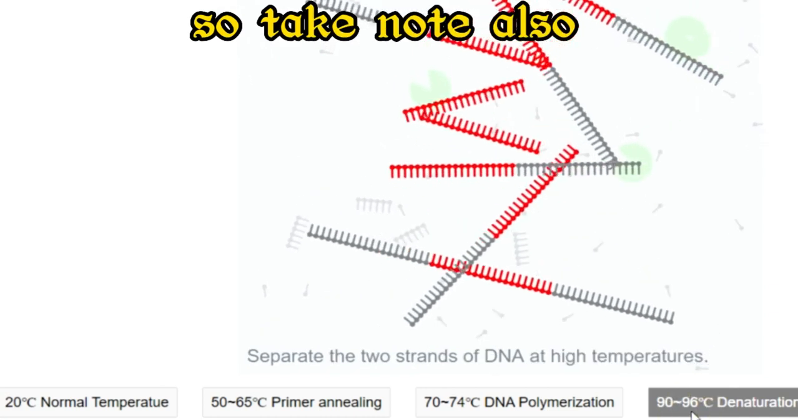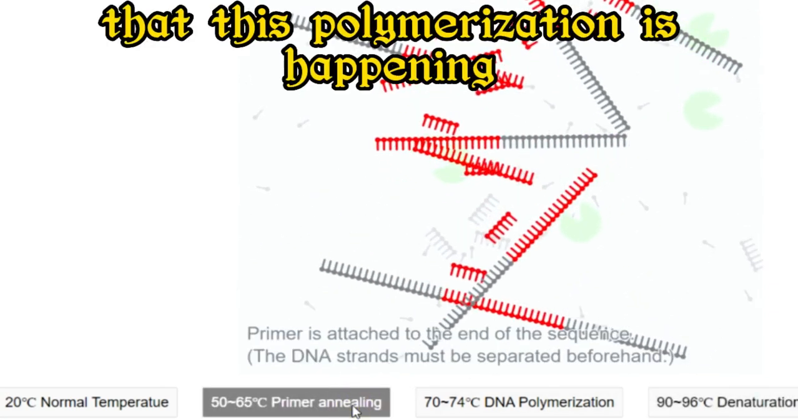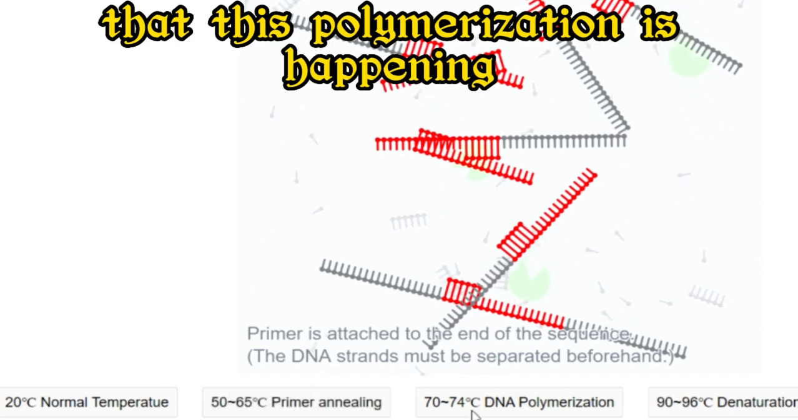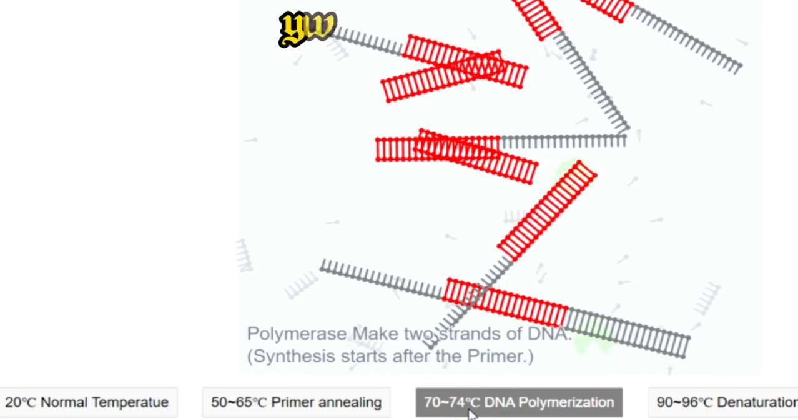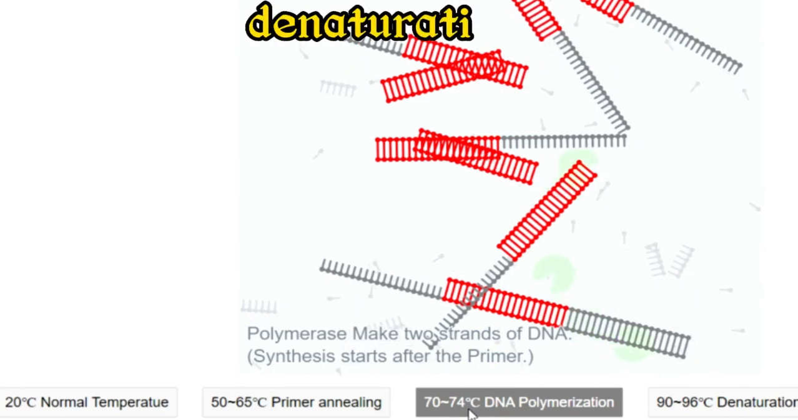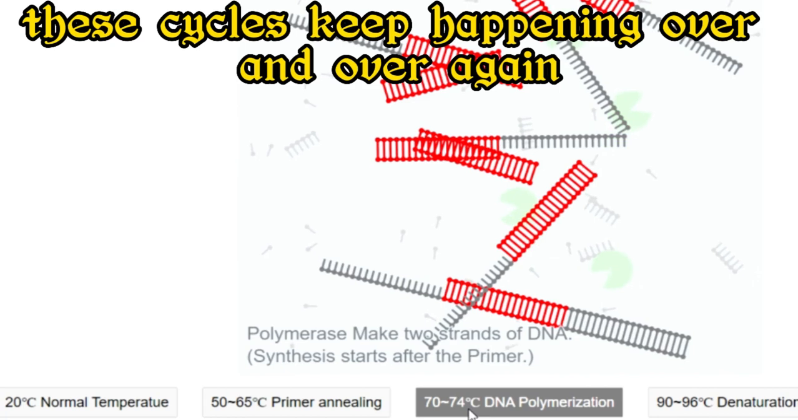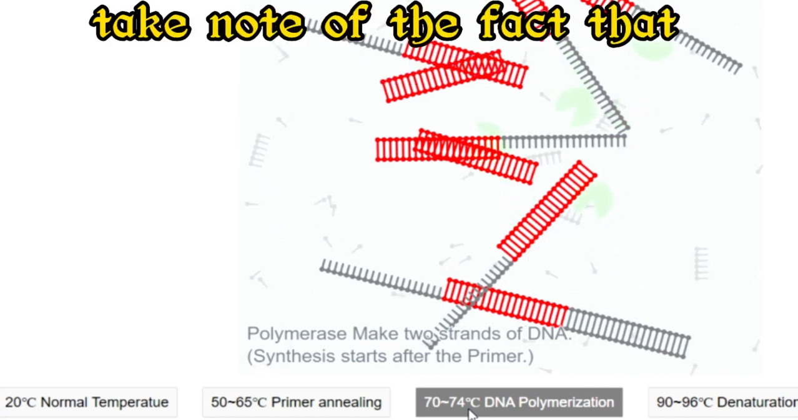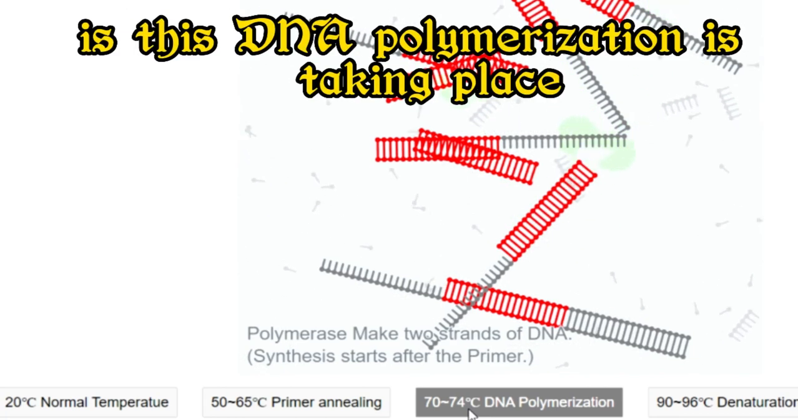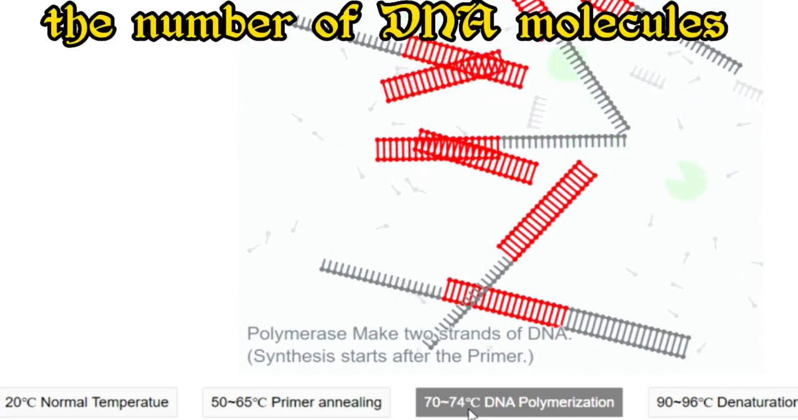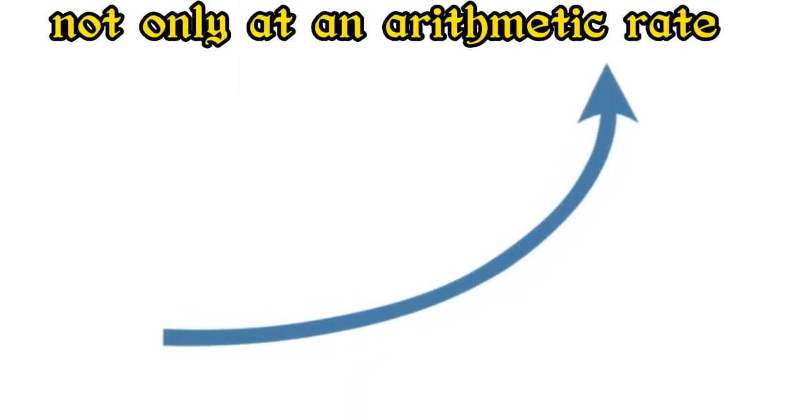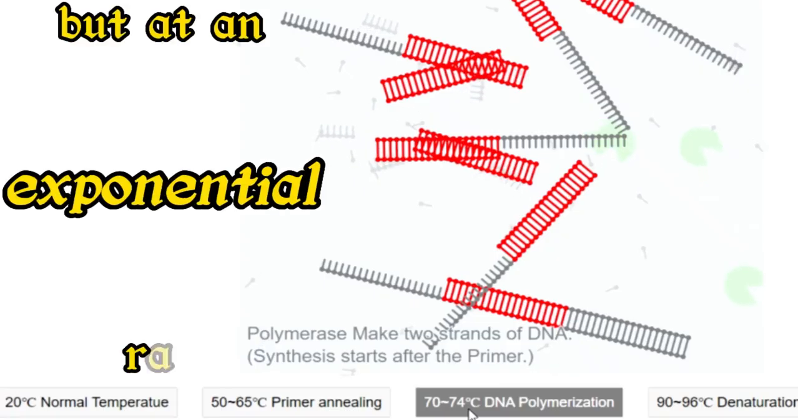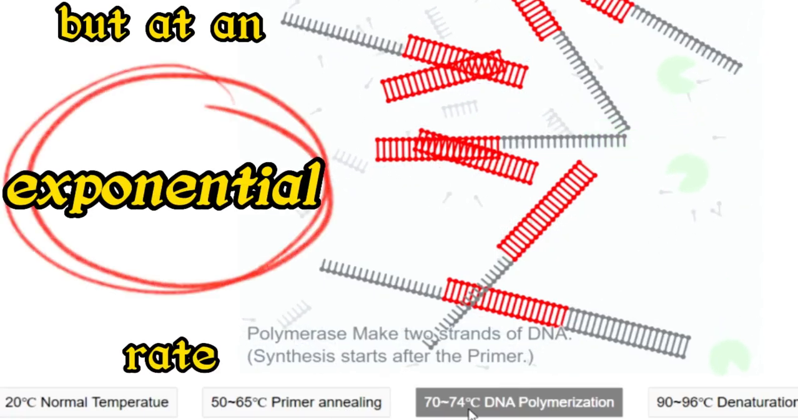So take note also that this polymerization is happening after a certain amount of time: reattachment, polymerization, denaturation. These cycles keep happening over and over again. Take note of the fact that as this DNA polymerization is taking place, the number of DNA molecules, single-stranded molecules that we're talking about, is increasing not only at an arithmetic rate, but at an exponential rate.